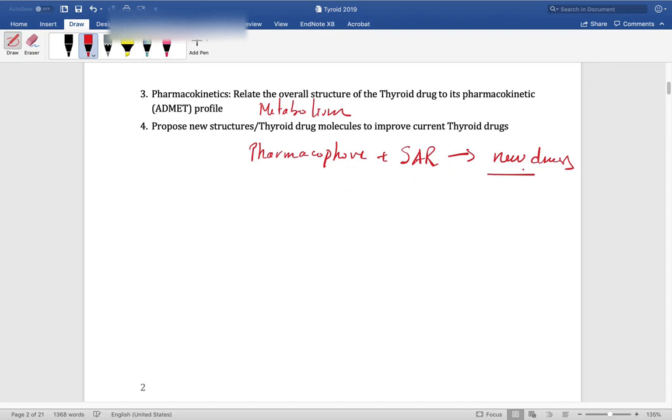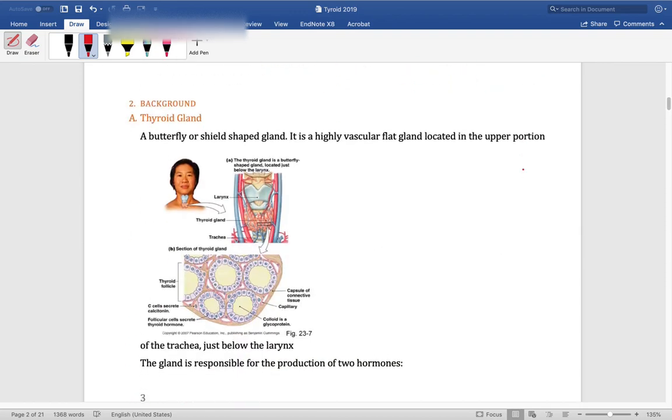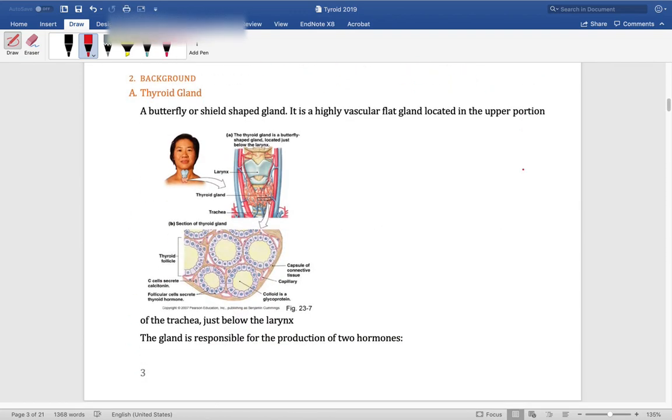Okay, all right, so let me give you a quick background about the thyroid gland, and I do that because somebody might be watching this video that's not in our module and may need to understand where the thyroid gland is and things of that nature. So this is for the sake of completeness, but you will not be quizzed on the background part of it.